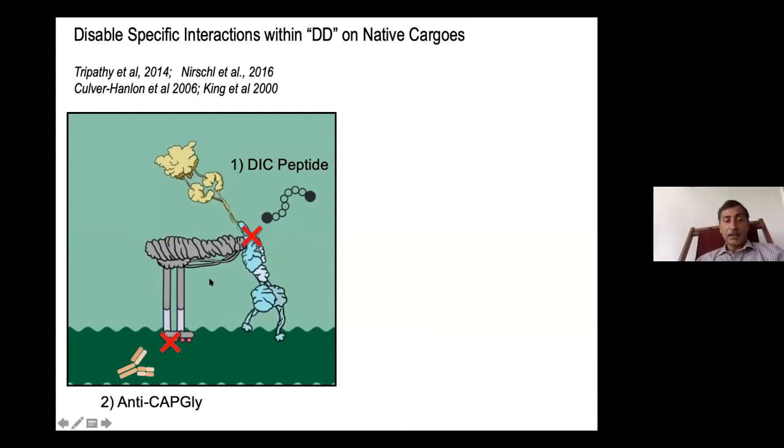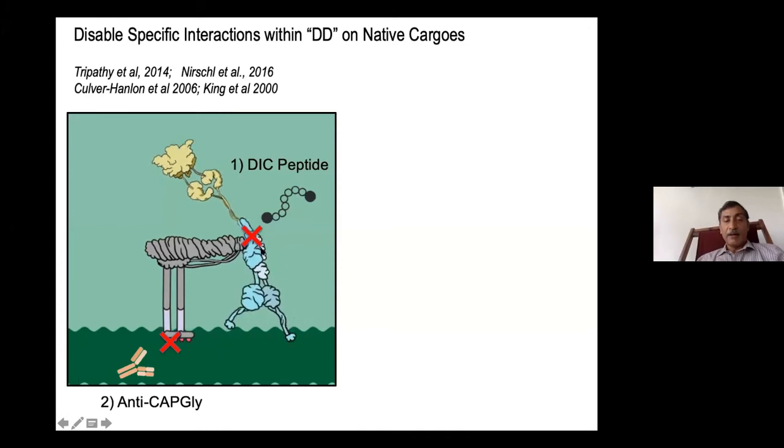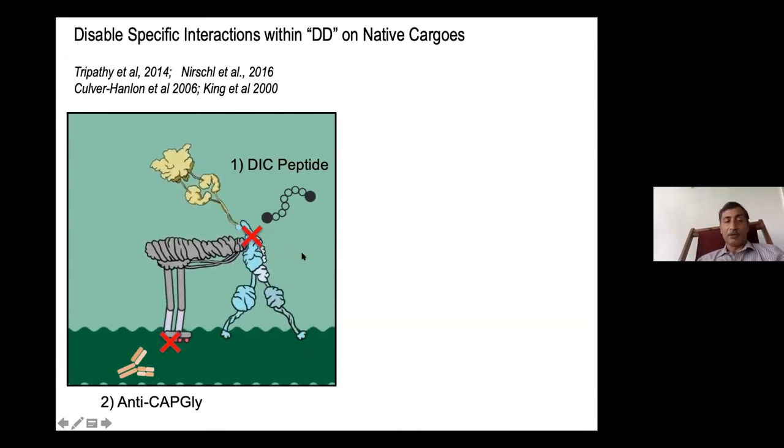So what we thought we will do is add a small peptide. A peptide is a part of a protein, and this peptide is that part of dynein which binds to dynactin. So this small artificial peptide is one part of dynein which binds to dynactin, and if you have lots of this peptide floating around in the solution, the peptide should go and get stuck to the dynactin, and then it should remove the real dynein from this. So this is simply a competitive assay where you disable one interaction.